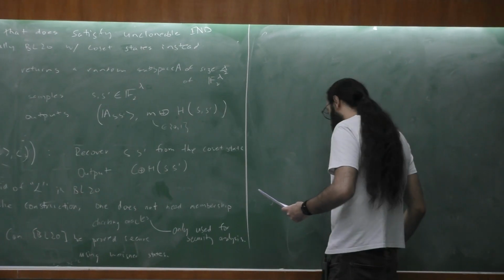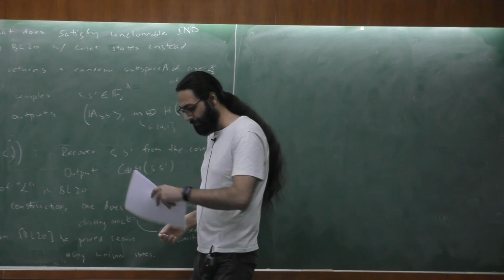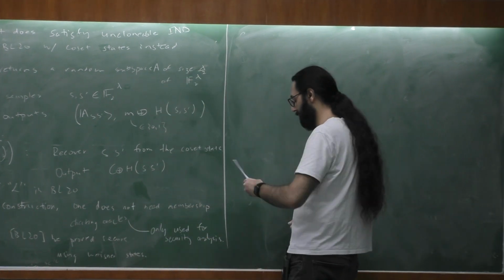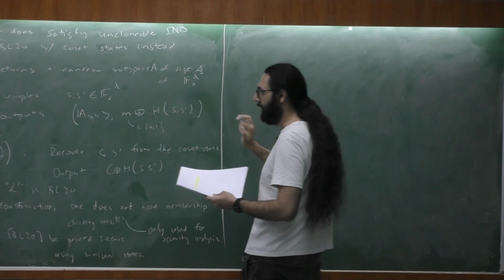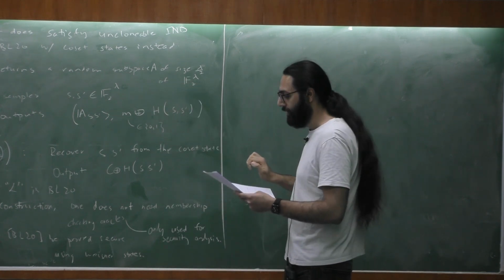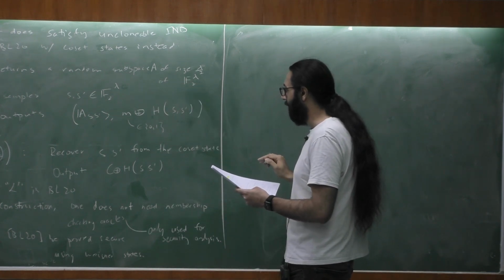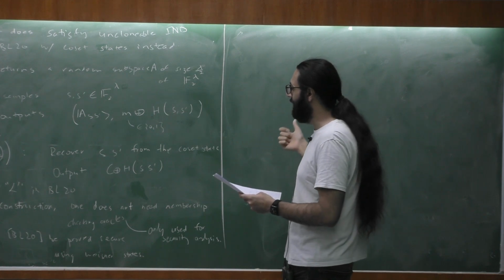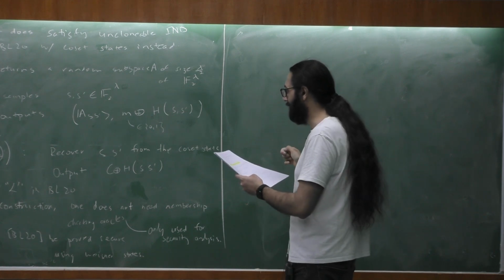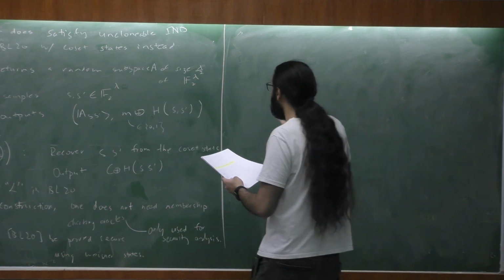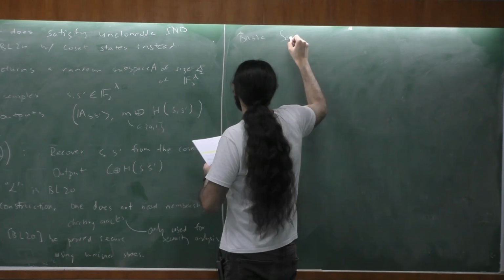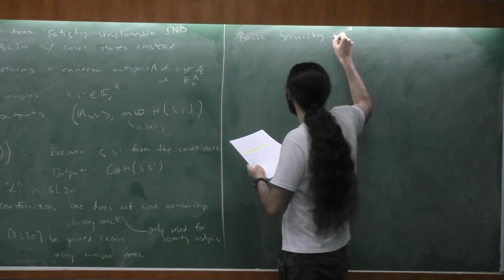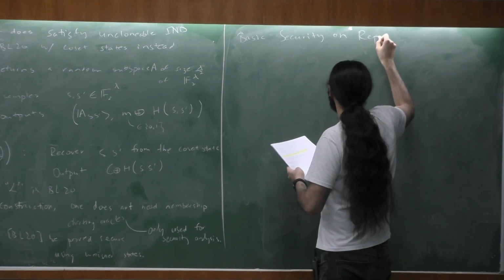Okay, so that sort of finishes the thing for what the coset state is and what the construction is. Now we'll say a little bit about the proof, but this is going to be very high level ideas. So basing security on reprogramming games.